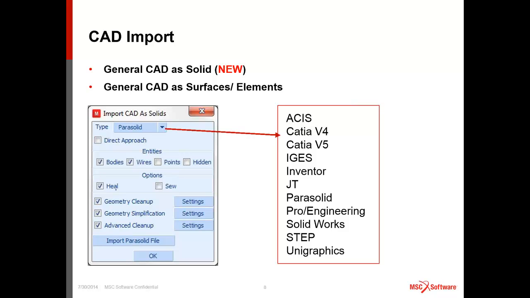So as I said, the new button to look for under File Import is Import CAD as Solid. And then, of course, we have our type, and we can select any one of these particular CAD systems. You might notice that VDAFS is not in this list. It is still in the other method of importing CAD to tessellated surface, but we anticipate retiring VDAFS and actually DXF in a subsequent release.